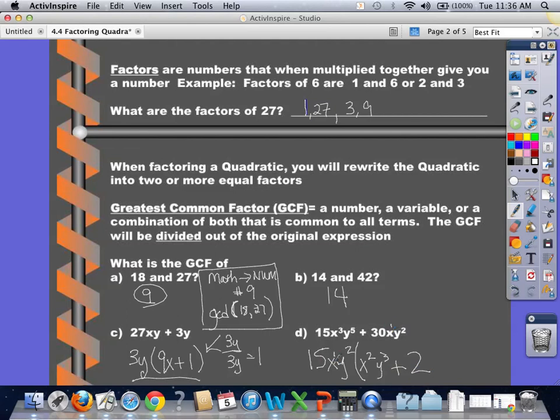x divided by x is 1. y squared divided by y squared is 1. So the answer is just 2. So this one is now factored. It's now 15xy squared times x squared y cubed plus 2. Okay?